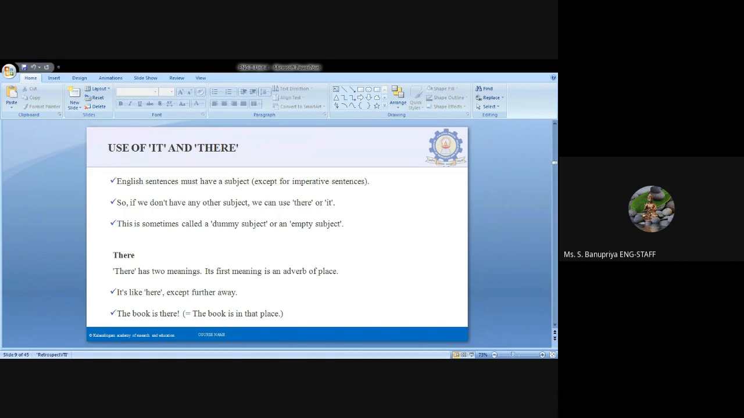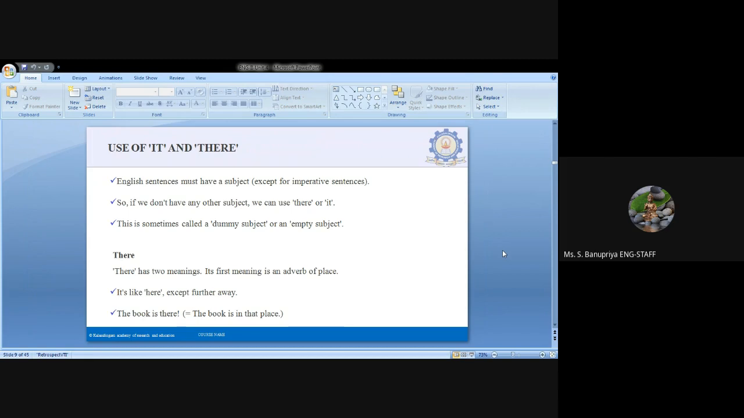Hello students. Our today's topic is use of it and there. That is introductory to it and there is given in our syllabus. Today we are going to have that as our lesson. First we are going to see there, use of there.